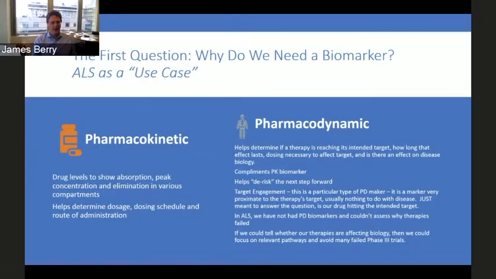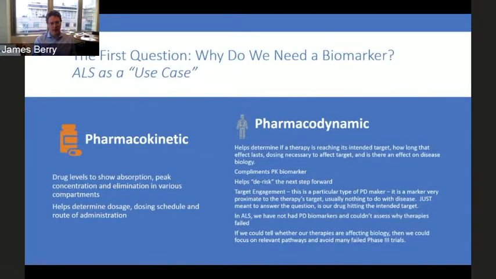It's a marker that's very proximate to the therapy's target. This is the receptor that you're engaging. This is the molecule that you're binding. This is the actual target that your drug is hitting. And that's really important to answer the question: are you acting on your intended target?